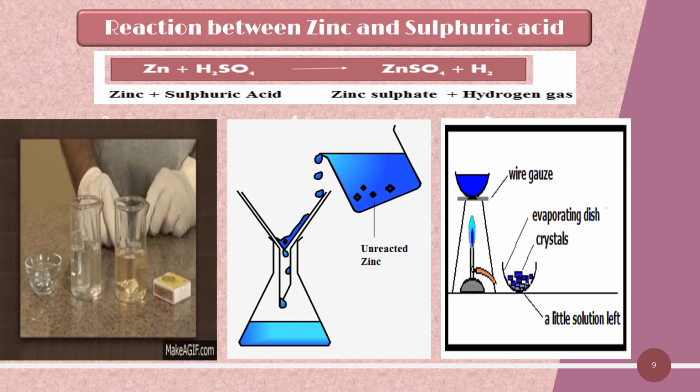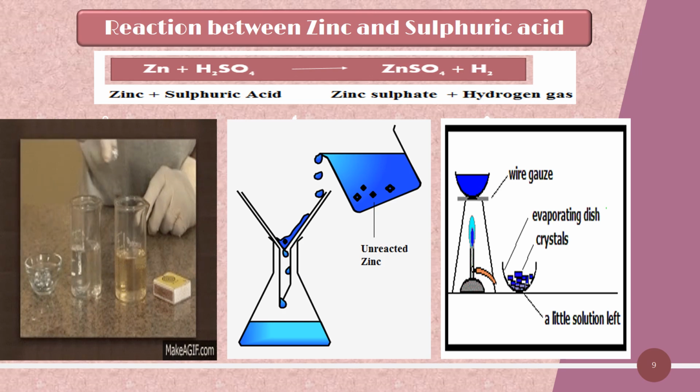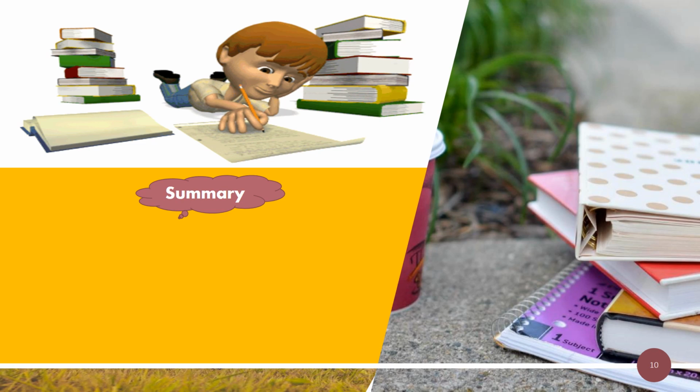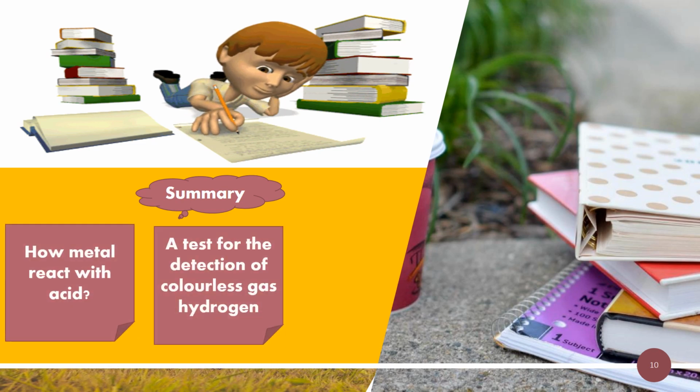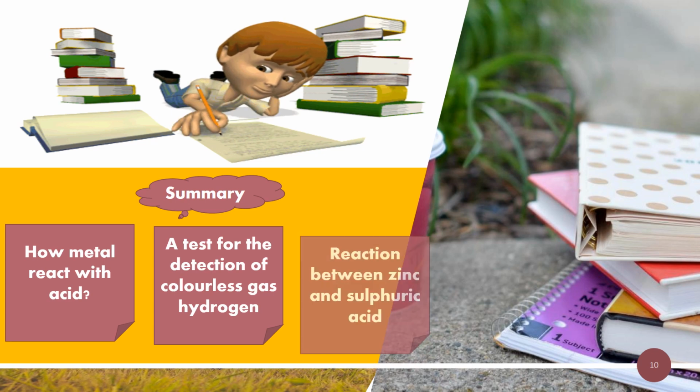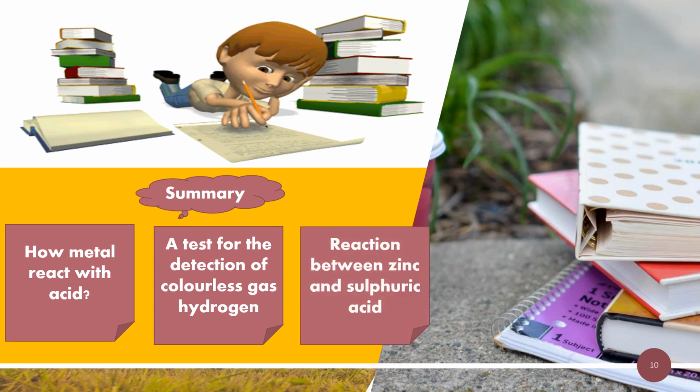Dear students, I hope you understand today's lesson. Let's summarize. We studied the reaction between metal and acid. We also learned how the presence of hydrogen gas is detected. Last we studied the reaction between zinc and sulfuric acid.